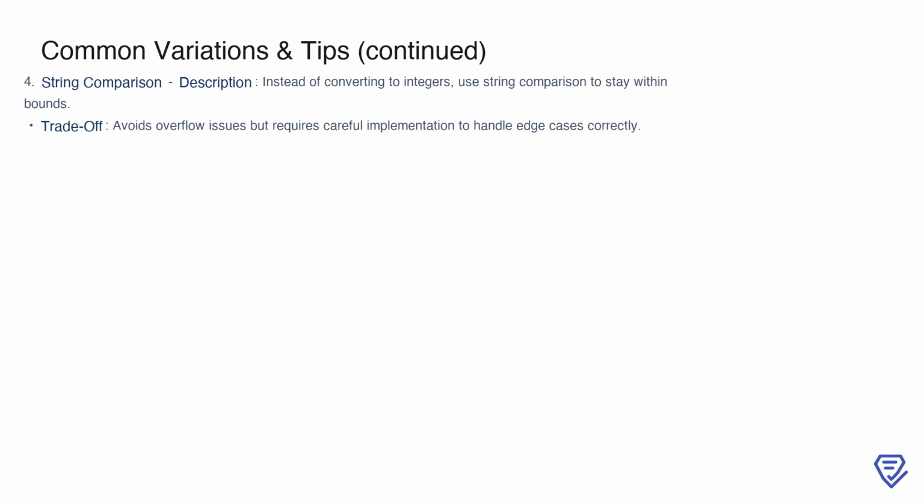Another useful technique is leveraging string comparison. Instead of converting numbers to integers, which can lead to overflow issues for very large inputs, you can compare the numbers as strings. This approach helps you remain within bounds and avoids numerical errors. However, it does require careful attention to edge cases to ensure the implementation is accurate and efficient. By combining these strategies and insights, you can handle the strobogrammatic number problem effectively, even in challenging scenarios.